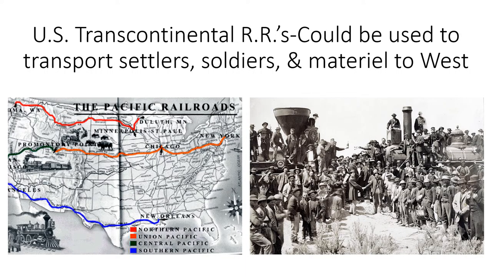Here are the transcontinental railroads that I referenced in the previous slide. The first transcontinental railroad, this one, was completed in 1869. Later railroads were added in the north and in the south. And these railroads could be used to transport settlers to the west, but also to transport soldiers and military supplies and material to the west. And this is the celebration of the connecting of the first transcontinental railroad in Promontory Point, Utah, which is right here.